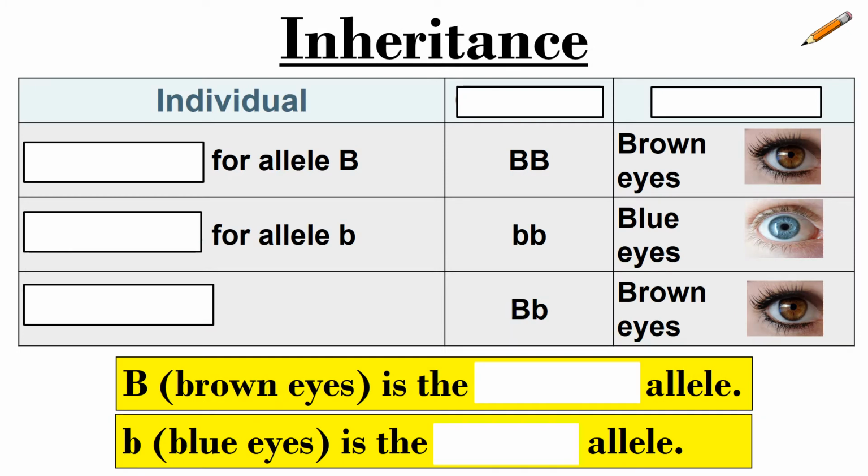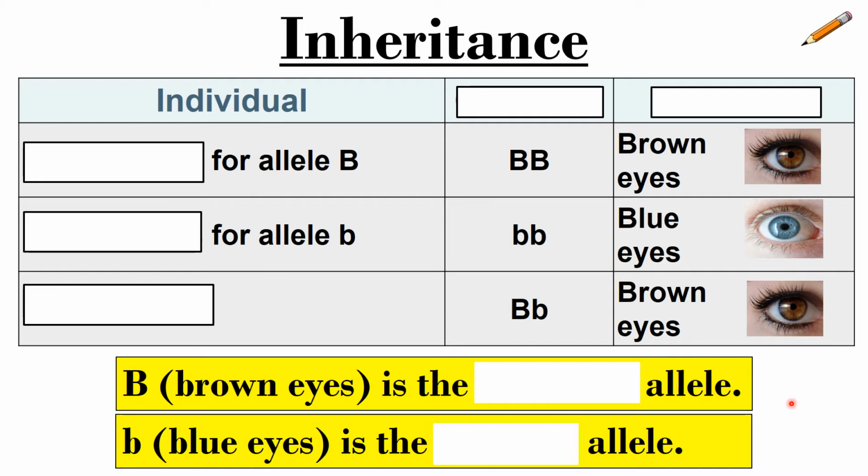Okay, so given that information, I want you to try and copy and complete that. So fill in the table and use the words that I just described to you. So that was homozygous, heterozygous, recessive, dominant, phenotype, genotype. Try and put them in the correct place. Okay, press pause and do that.